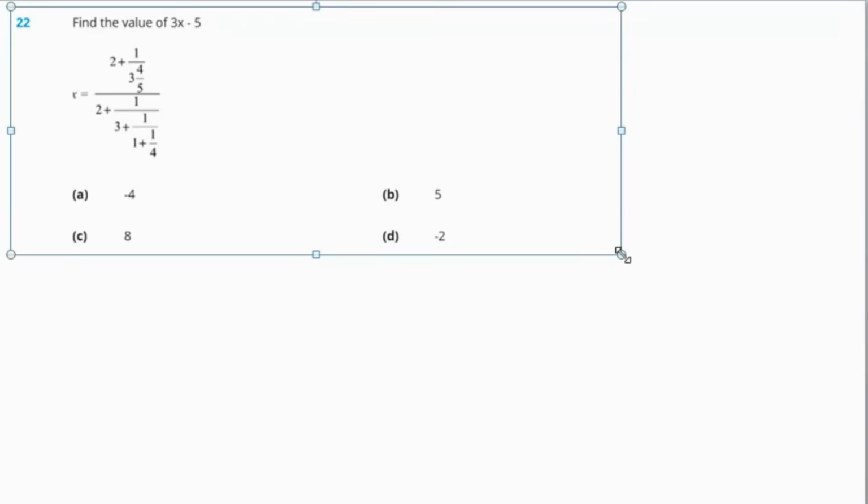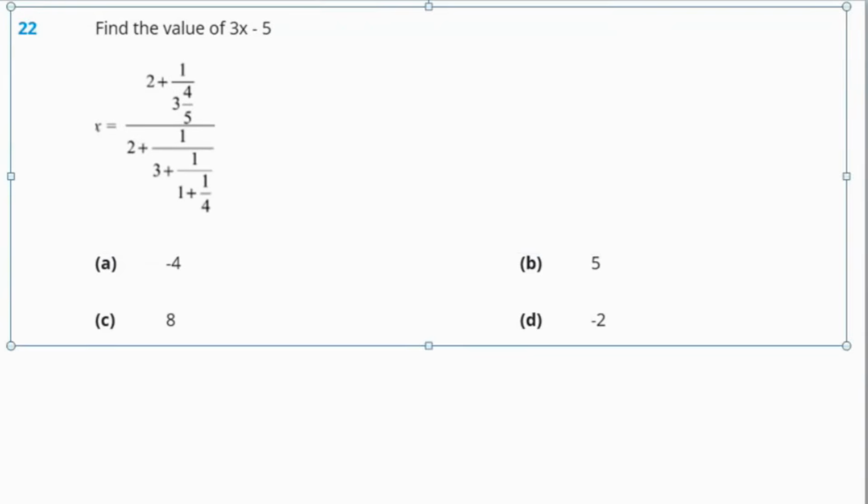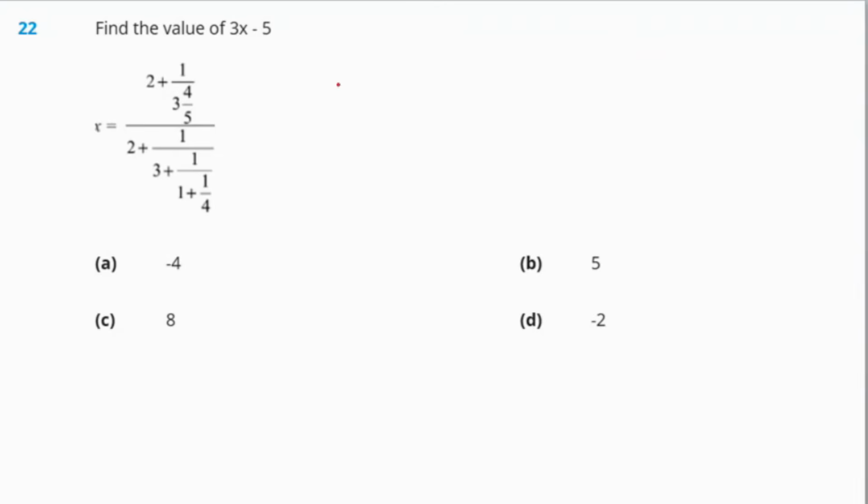Next, which is question number 22. Question number 22, we are supposed to figure out the value of 3x minus 5, where the value of x is given to us like this. So in this type of question, every time we start solving from the bottom one only. When we are solving this 1 plus 1 by 4, we will be getting 4 plus 1, 5 by 4. Correct? After that, we need to go with this step.